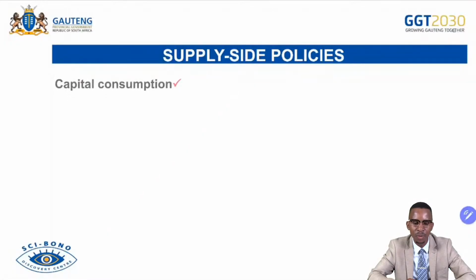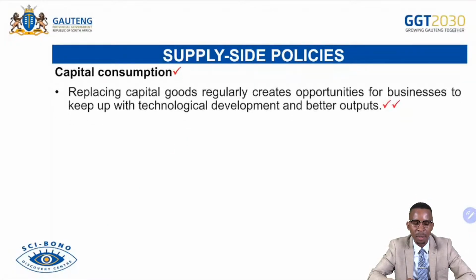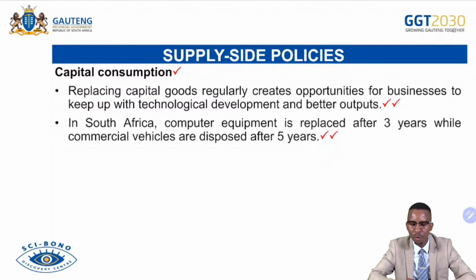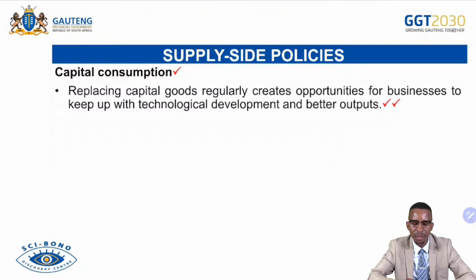And then we continue. Capital consumption. Replacing capital regularly creates an opportunity for business to keep up with technical development and better output. In South Africa, computer equipment is replaced after 3 years, while commercial vehicles are disposed of in a period of 5 years.